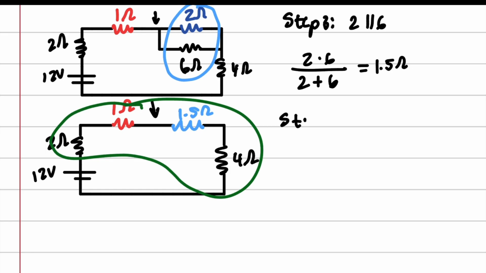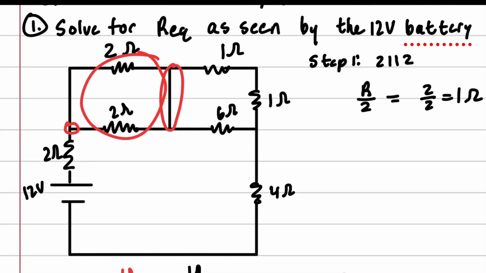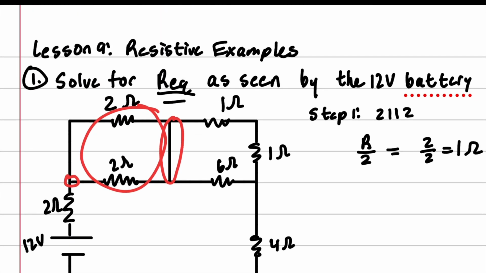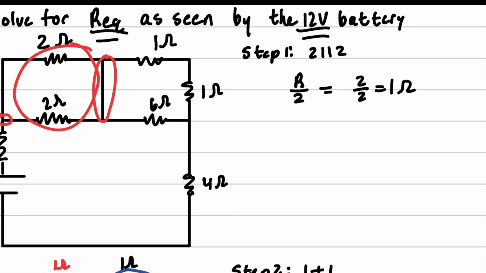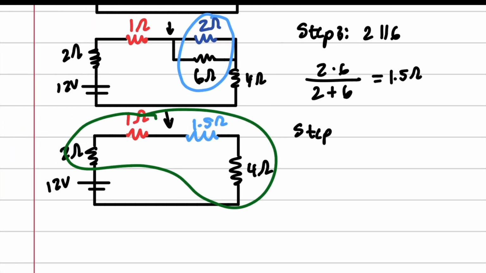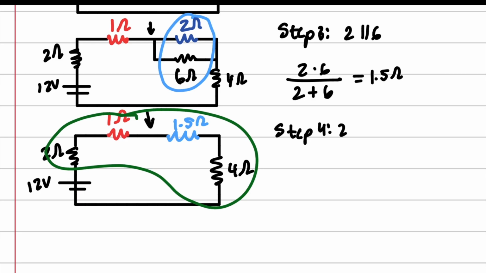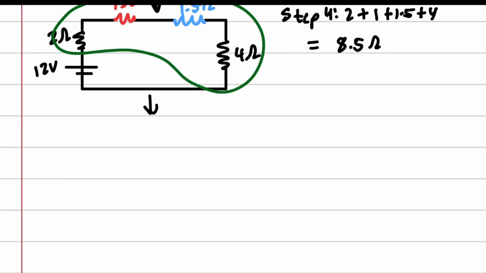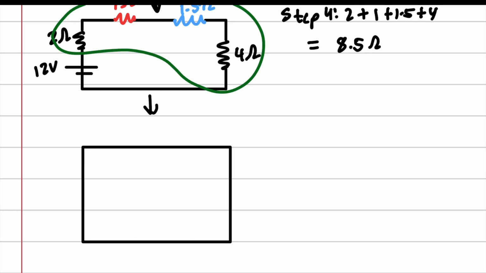So ultimately in this problem, I actually did not say, solve for R equivalent as seen by the 12-volt battery. And so what the 12-volt battery will be seeing is 2 plus 1 plus 1.5 plus 4, which is equal to 8.5 ohms. So the very, very last circuit, all of that just condenses down to this guy right here with an 8.5 ohm resistor and a 12-volt battery.